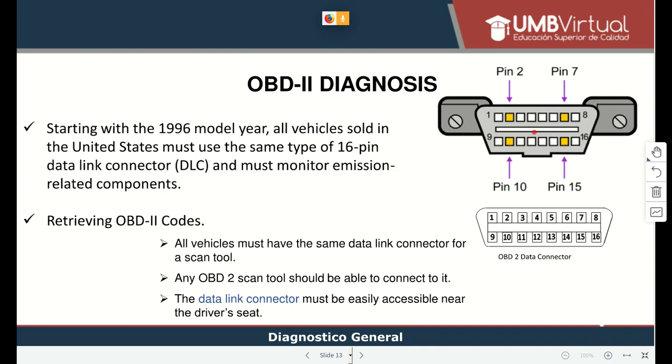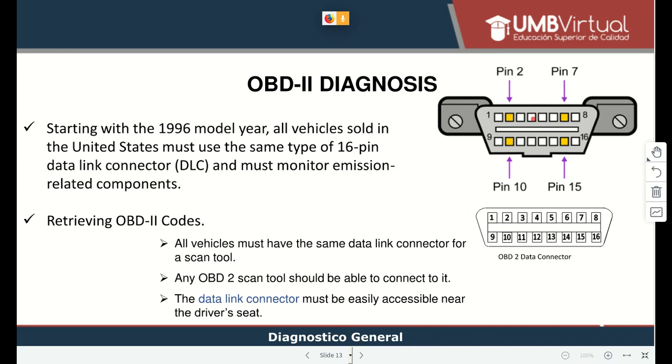So once you plug your scan tool right here in the 16-pin connector, you have a chance to retrieve OBD-II codes. That's why all vehicles must have the same data link connector, just a 16-pin connector. It doesn't matter the brand, it doesn't matter the manufacturer actually. Anyway, the scan tool should be connected to it.